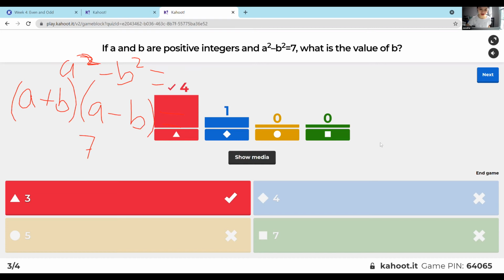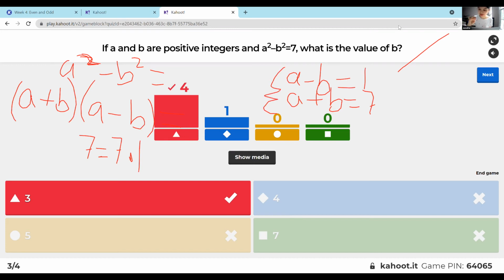And since a and b are both positive integers, a plus b and a minus b are both integers too, and a plus b has to be positive. As you could see, you could factor 7 as 7 times 1. And because b is positive, that means that a plus b must be 7, while a minus b is equal to 1. Then if you solve the system of equations, you'll get that b is equal to 3.